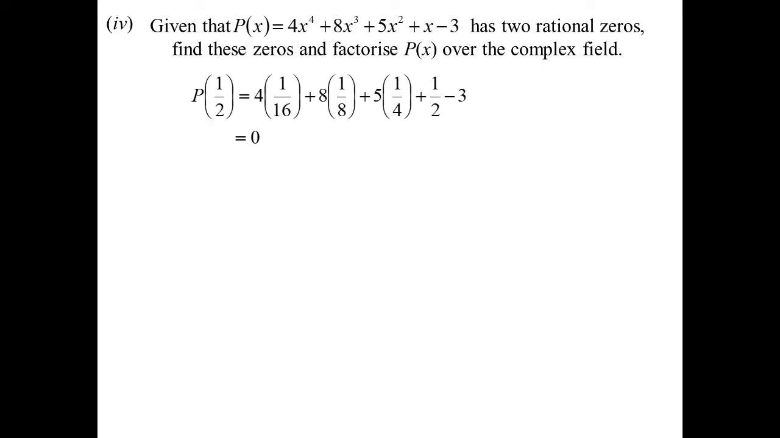All right, we've got a quartic. It has 2 rational zeros. Find them and then factorise over the complex field. Fortunately, the constant's prime, so 3 and 1, that narrows it down. But it's not monic, so I could have over 4 as well. So yeah, let's try a half. Oh, look, it works. Excellent. So I know 2x minus 1 is a factor.